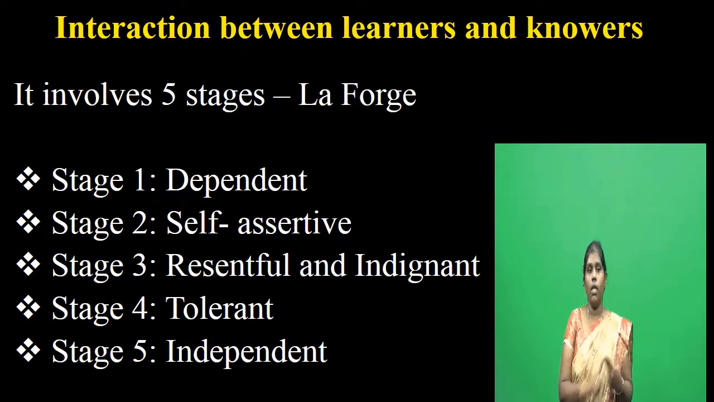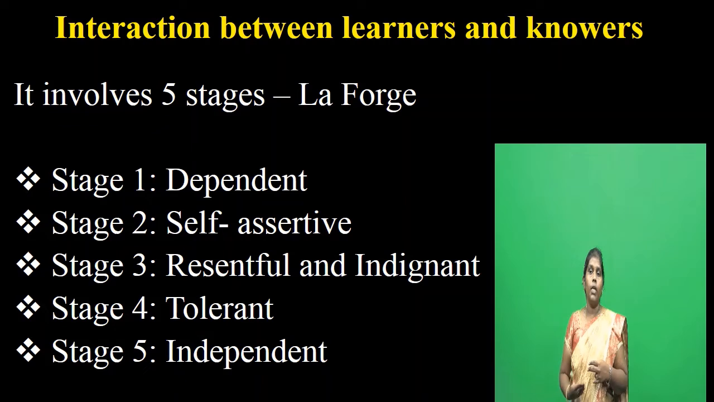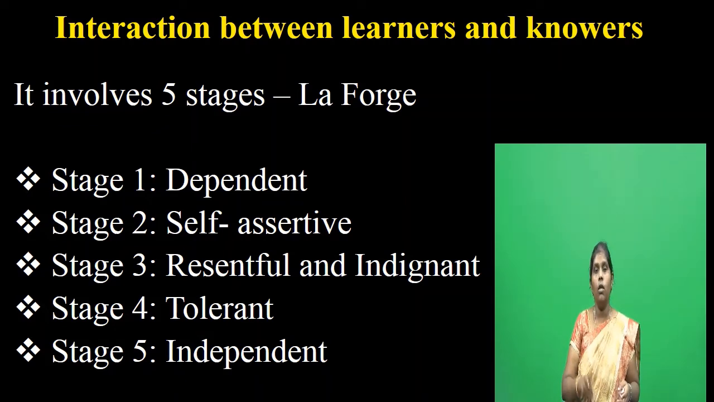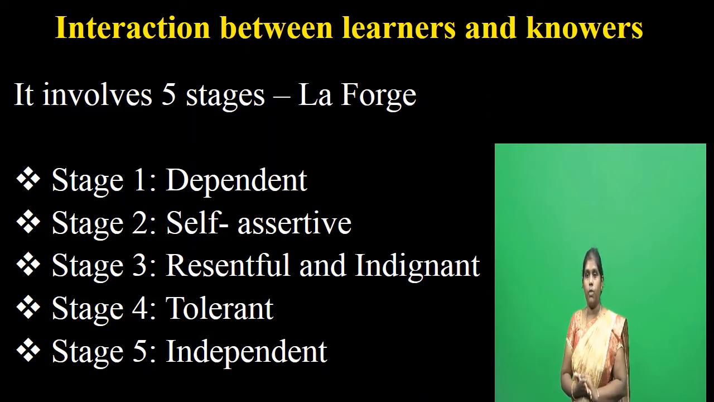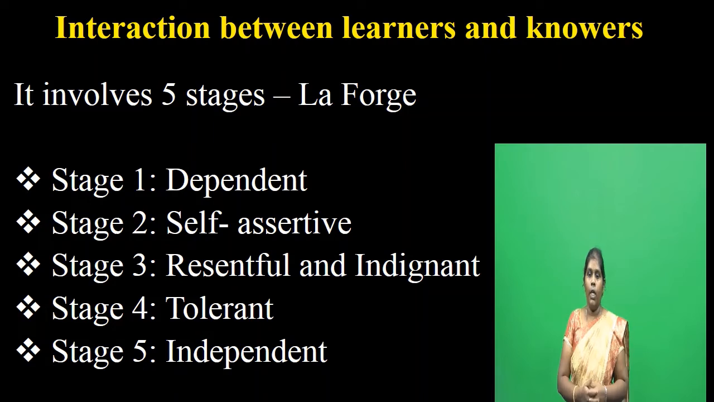One is the interaction between the learners, and the second one is the interaction that is taking place between the learners and the knowers. Knowers, it could be the teacher or the person who knows the language. So through interaction, the one beautiful thing that could be created in the classroom is intimacy, the closeness, the belongingness, the bond.